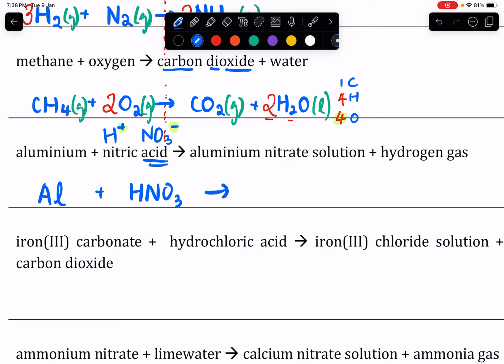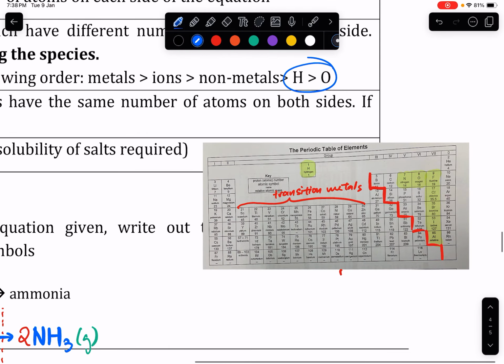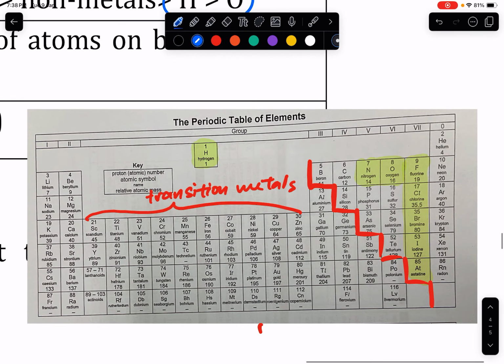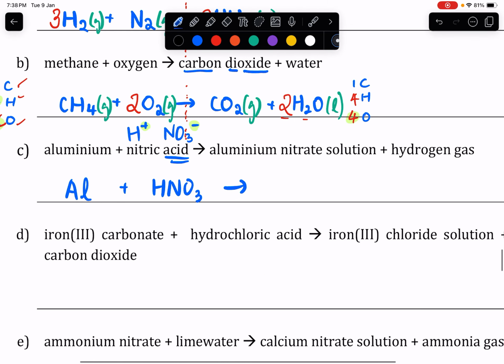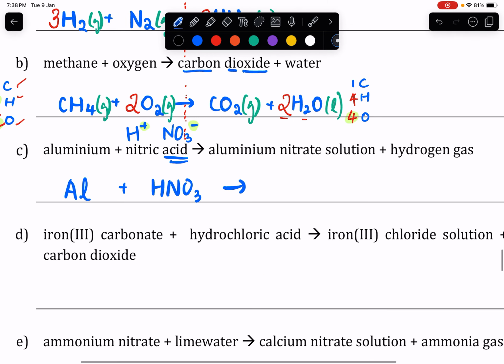It forms aluminium nitrate solution. So this time I need to go to my periodic table, look for aluminium here, and nitrate. Just now I wrote the nitrate formula already. So aluminium will form Al3 plus. Can you see? Because it's in group 3. Forms a 3 positive charge. So this is Al3 plus. Nitrate is NO3, 1 minus.